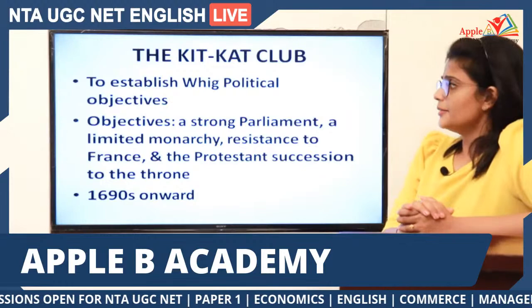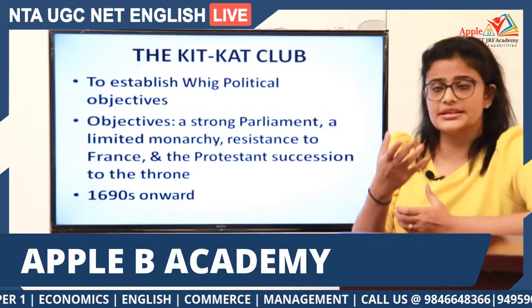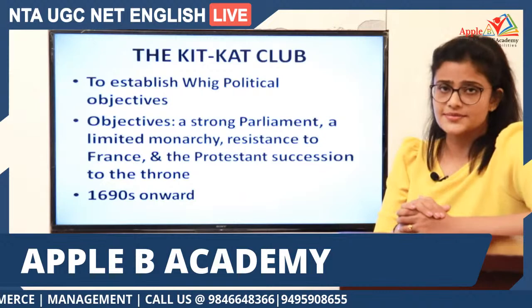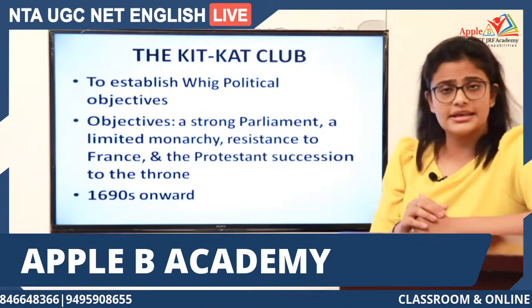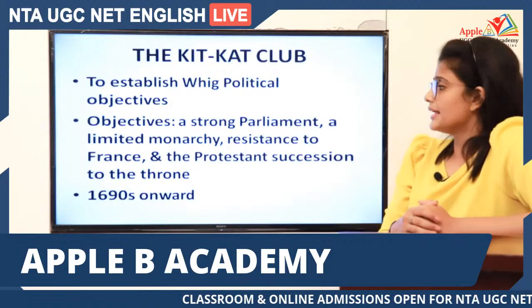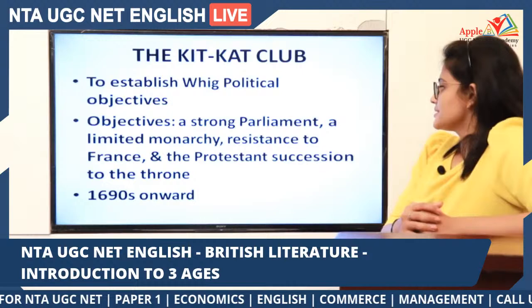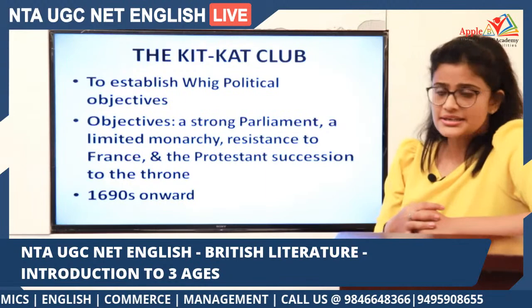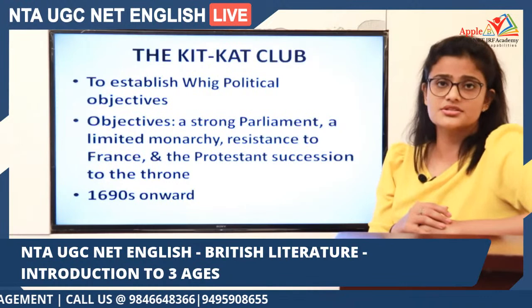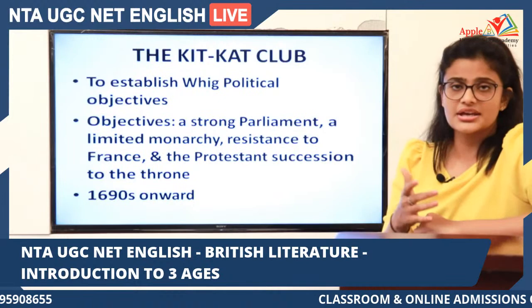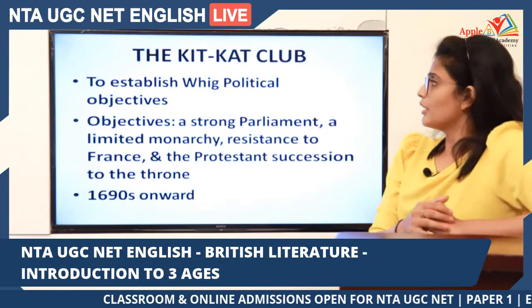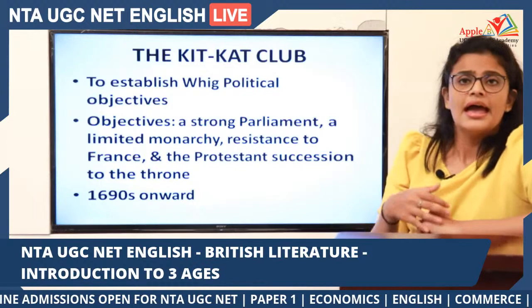The Kit Kat Club was the work of the Whig party, and it was to establish the Whig political objective. All the members who belonged to the Kit Kat Club were Whig supporters, and its main objective was to voice for a strong parliament, a limited monarchy, resistance to France, and the Protestant succession to the throne. This is actually the result of the civil war, where in order to check the power of the king, the parliament should always be a strong voice. Therefore one of the major objectives of the Kit Kat Club was a strong parliament and a limited monarchy, and also resistance to France and the Protestant succession to the throne.